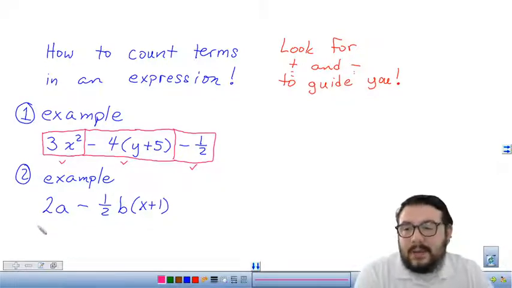So let's try this one more time. Okay, so here I am looking at another example. And here we go.